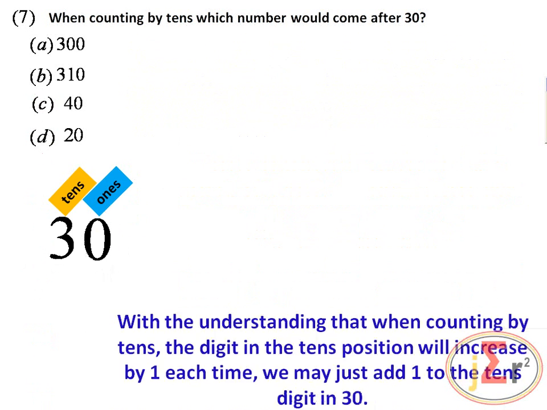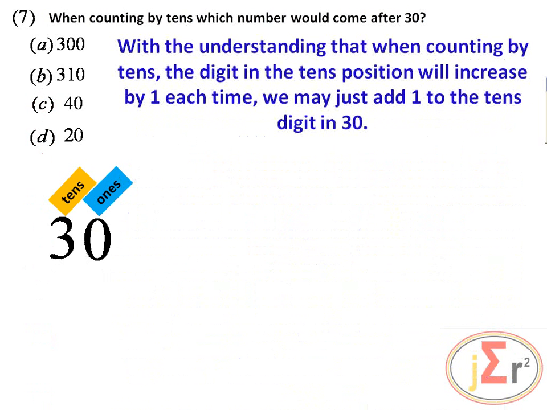Let's go again. With the understanding that when counting by tens, the digit in the tens position will increase by 1 each time, we may just add 1 to the tens digit. Right. We need to add 1 to it. And we will physically add it on this occasion. This is how we add it. So we may just add 1 to the tens digit in 30.